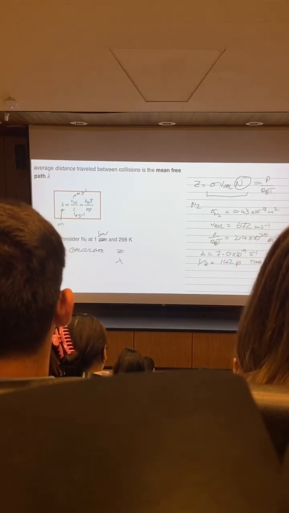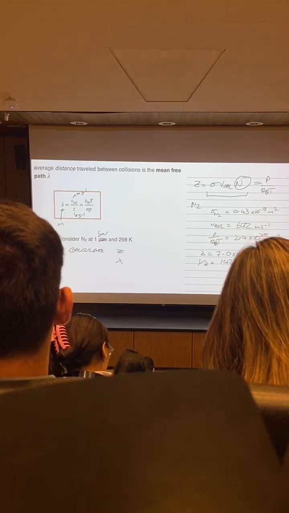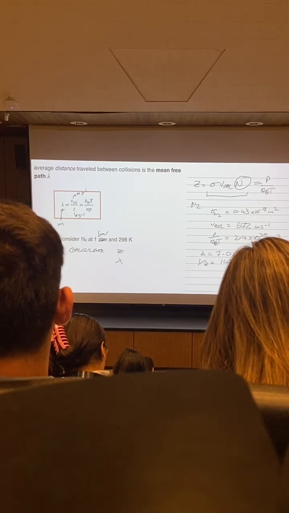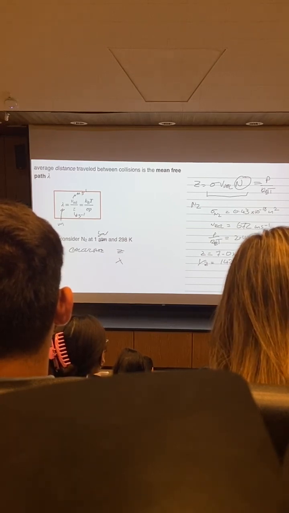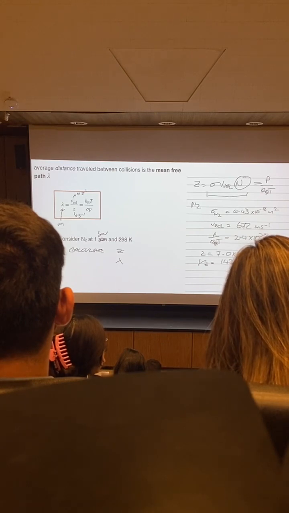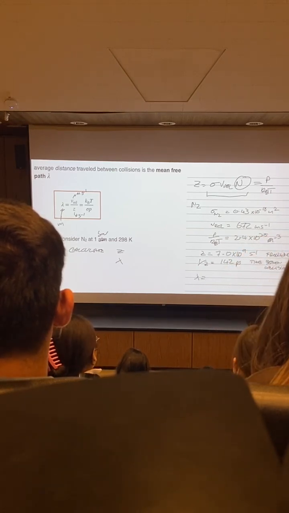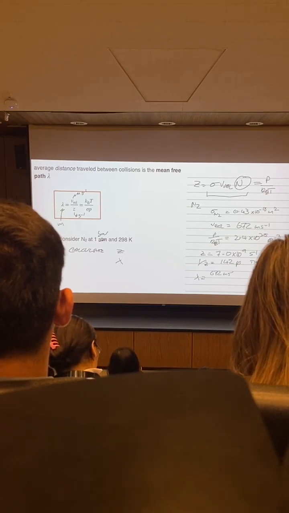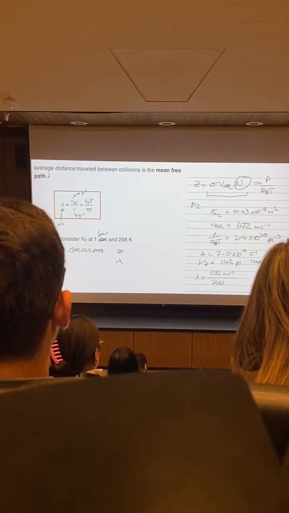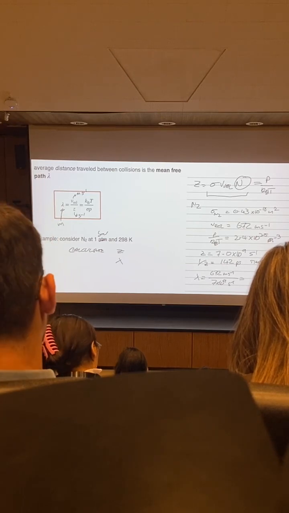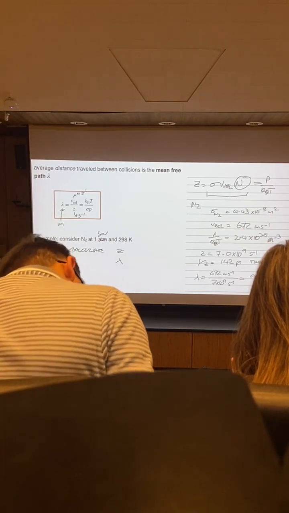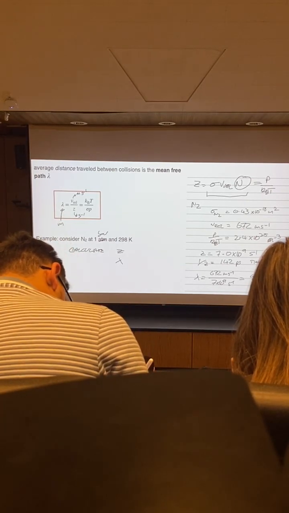So how far does a molecule travel in that time period? Well, we can calculate that straightforwardly. We know the relative speed, and we now know the collision frequency. We can just divide one by the other and calculate a distance. The mean free path turns out to be 672 meters per second divided by 7 times 10 to the 9 collisions per second. That gives me a mean free path of about 96 nanometers.